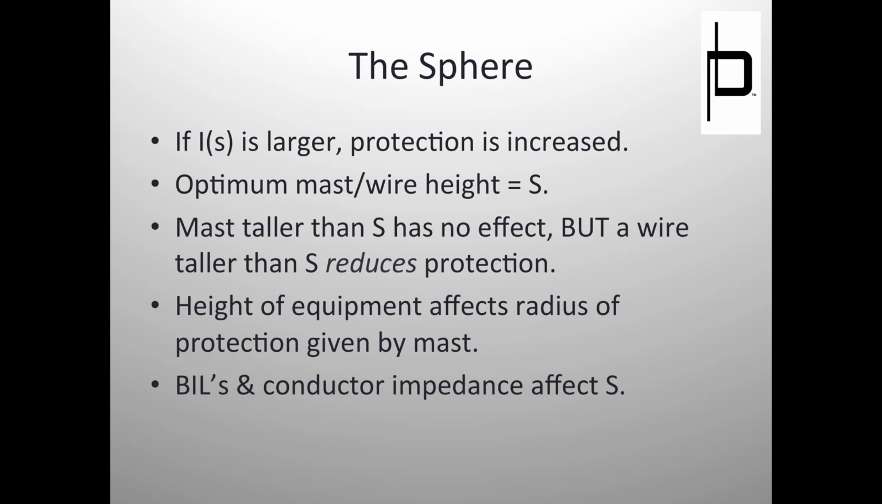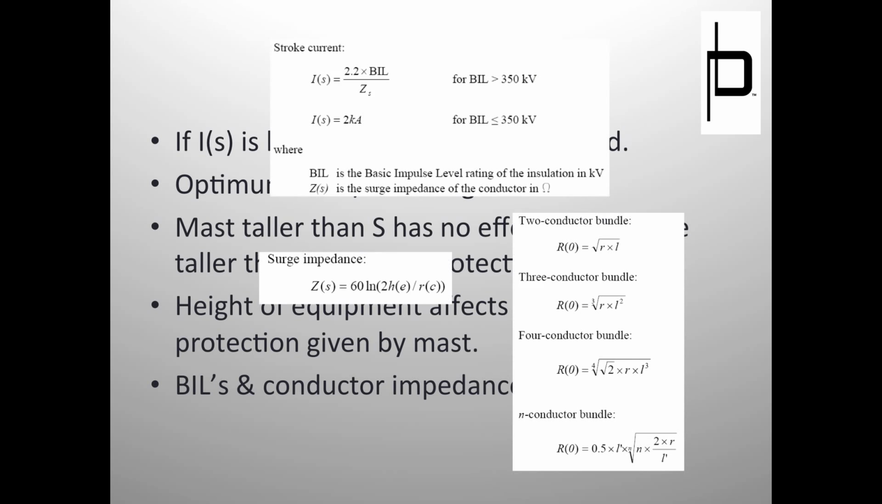Also, BIL and conductor effects affect the strike distance. Again, I told you about this surge impedance formula. I didn't show it to you before, but here's the height of the equipment and the radius of the conductor. If you have more than one conductor, you're supposed to use the equivalent radius, and these are some formulas for that. But the point is your strike distance and your protection is affected greatly by your BIL, because that affects your stroke current and your strike distance. It's also affected by the conductor height and the conductor radius.